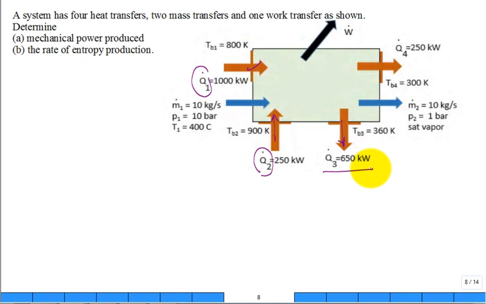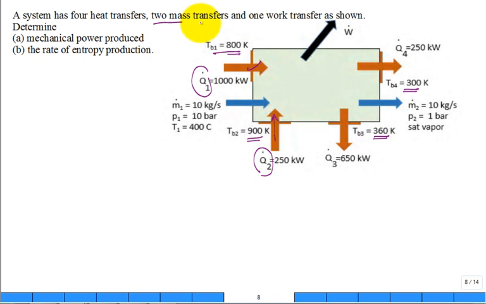That's what it is. The arrow on the illustration shows that it's an out. Q dot 4 is a positive 250 kilowatts out of the system. So those are the 4. And notice they tell you the boundary temperature at which this heat transfer occurs for 1, 2, 3, and 4, so that you can calculate the entropy transfer with those heat transfers.